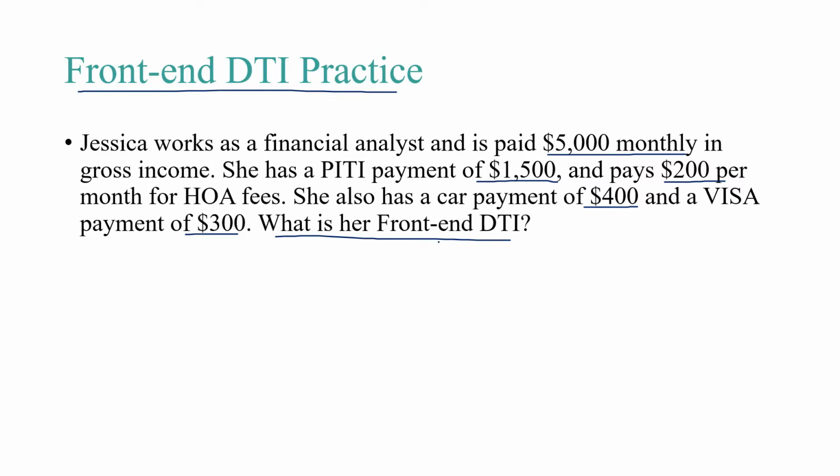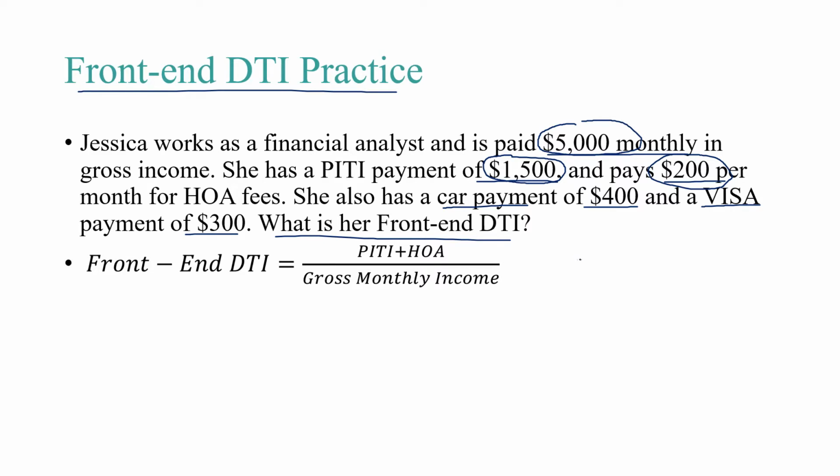Now remember, to calculate the front-end DTI, we grab the PITI payment, add it to the HOA fees, and divide by the gross monthly income. So we want to take into account her PITI payment, which is $1,500 per month, her HOA fees, which are $200 per month, and her gross monthly income, which is $5,000 per month. For the front-end DTI, we do not care about car payments or Visa payments because these are aspects calculated into the back-end DTI, not the front-end DTI.